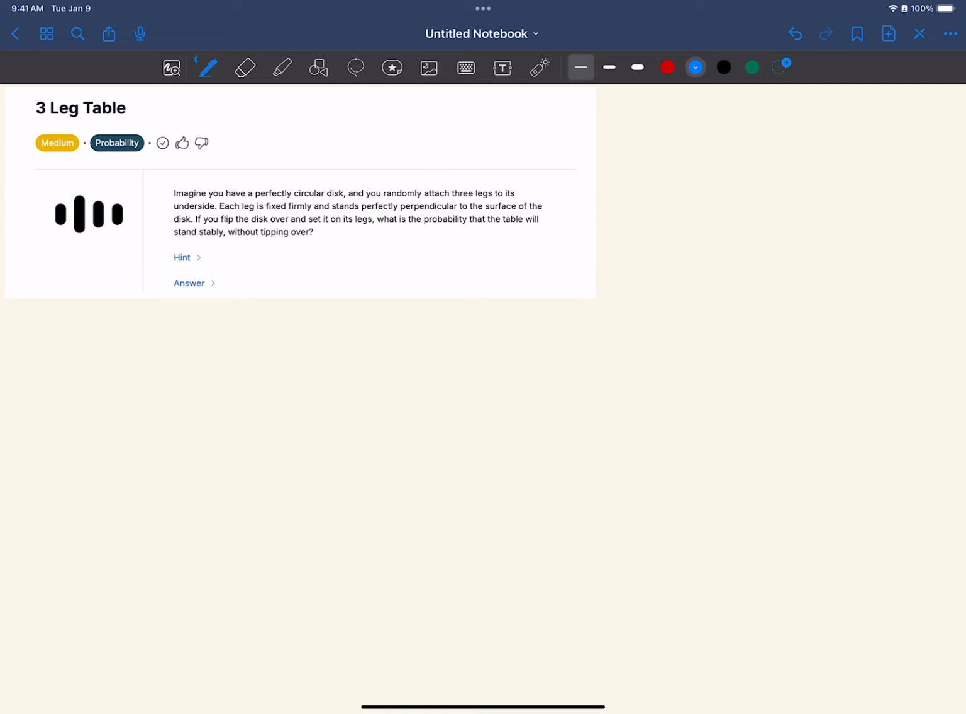So the best way to do this is to look at it conceptually. So let's draw out the table. And let's imagine we choose 3 points for legs, here, here, and here. Now, the legs are spaced out apart quite well, so this table won't fall over. The center of mass of the table is included. It's in the middle of these 3 points.